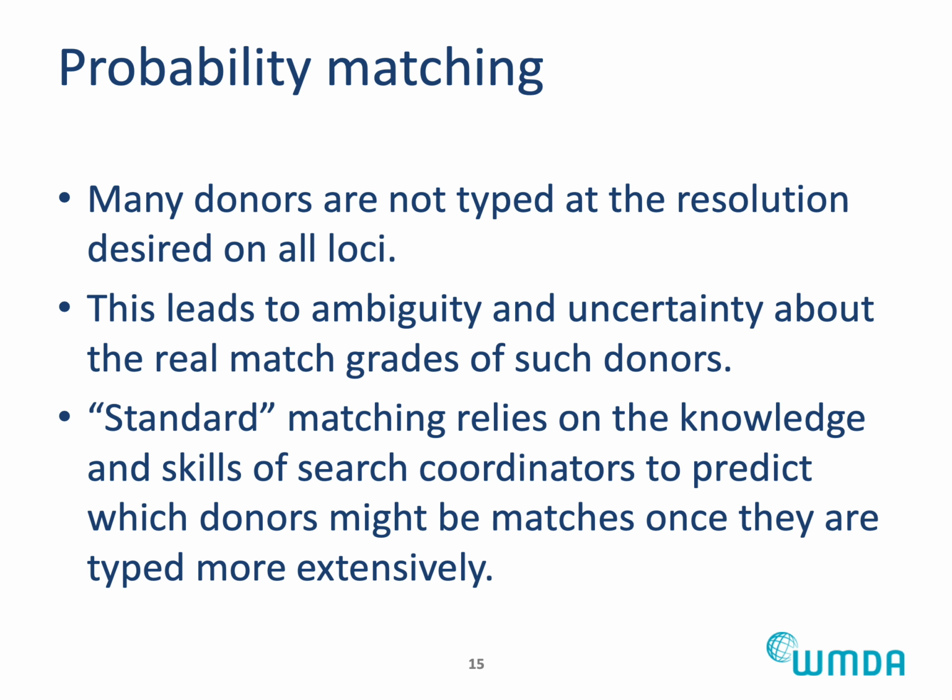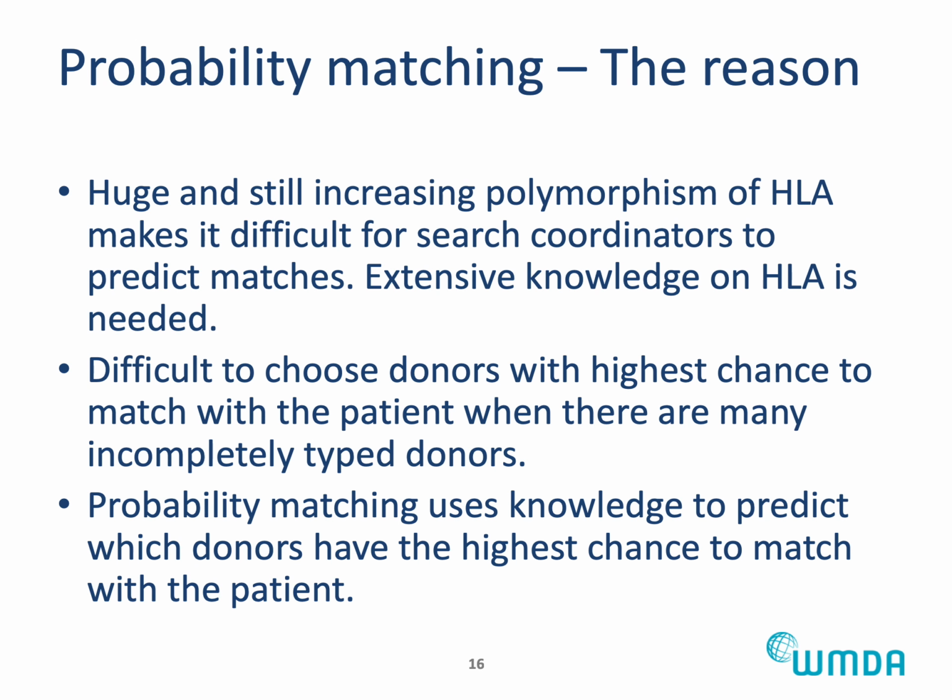First of all, many of the donors are not typed at the resolution desired. This leads to ambiguity and uncertainty about the real match rate of such donors, as shown in the previous example. Standard matching relies on the knowledge and skills of the search coordinator to predict which donors might be matches once they are typed more extensively. Now, what is the reason for probability matching? Well, the huge and still increasing polymorphism of HLA makes it difficult for search coordinators to predict matches. Extensive knowledge of HLA is needed. It's difficult to choose donors with the highest chance to match with a patient when there are many incompletely typed donors. And probability matching uses the knowledge to predict which donors have the highest chance to match with the patient.